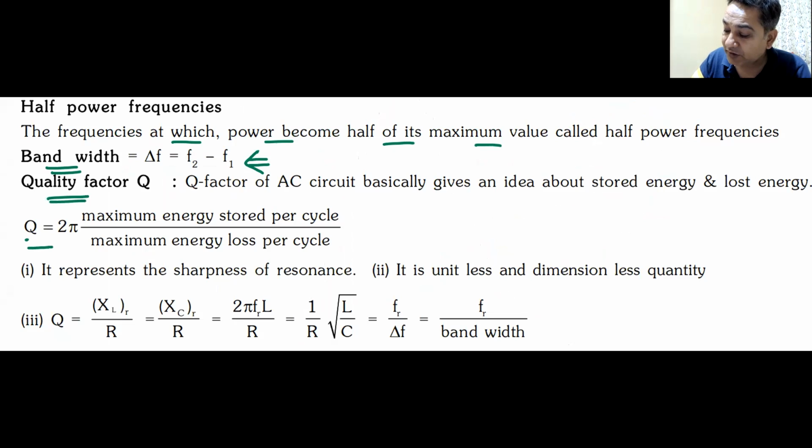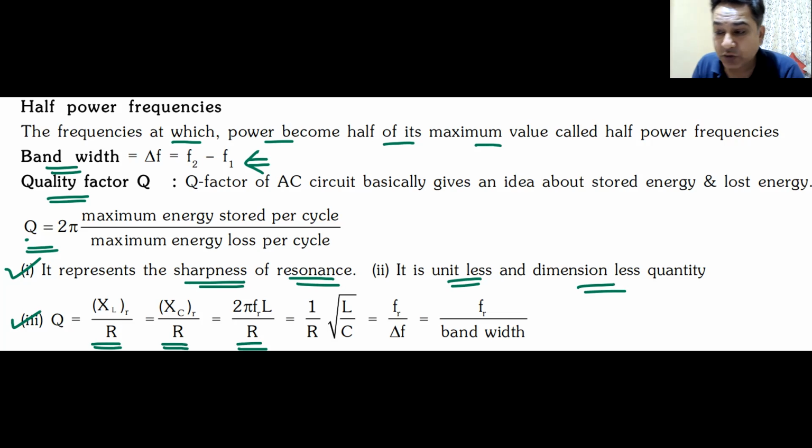Q factor, quality factor, is 2 pi, maximum energy stored divided by maximum energy lost. Remember this. Q factor represents the sharpness of resonance. Unitless, dimensionless. What is the value of Q factor? It is XL divided by R or XC divided by R. It is 2 pi into F, resonant frequency, into L by R. So I can write it as 1 by R root over L by C, or I can write it as resonant frequency divided by bandwidth. You'll have to remember all these formulae for Q.